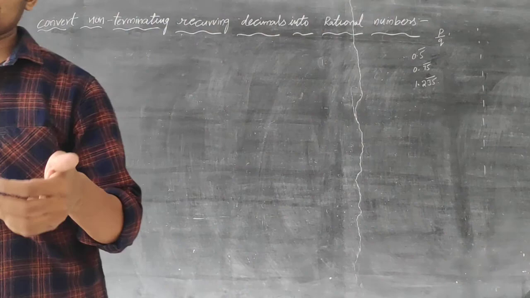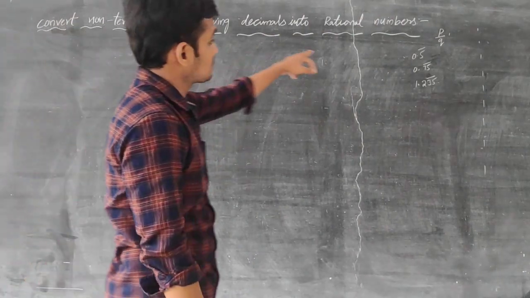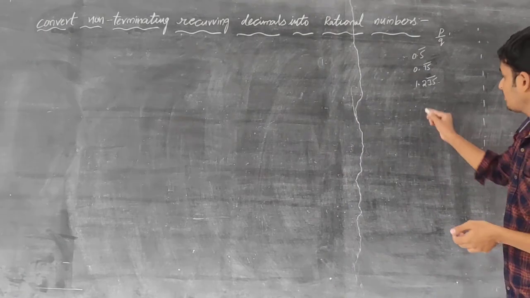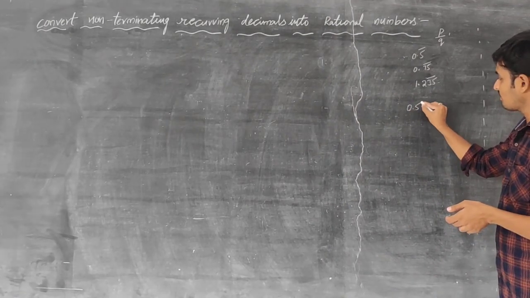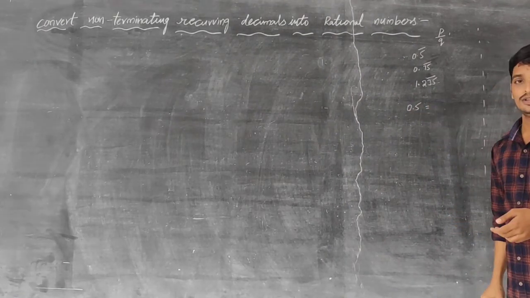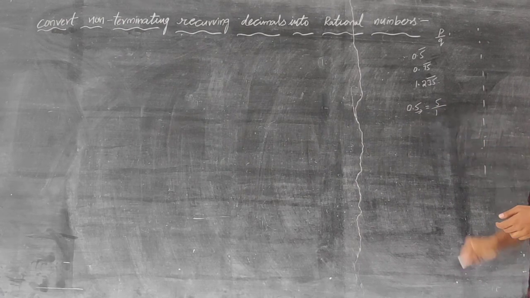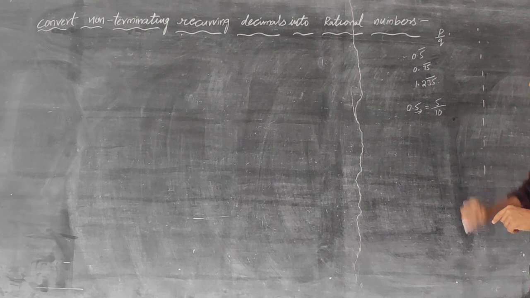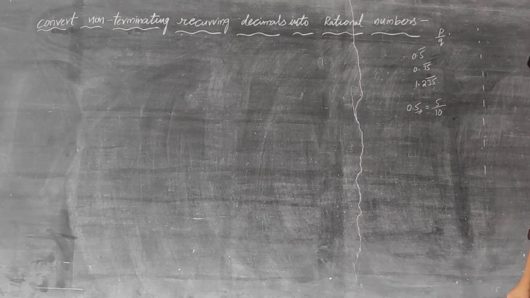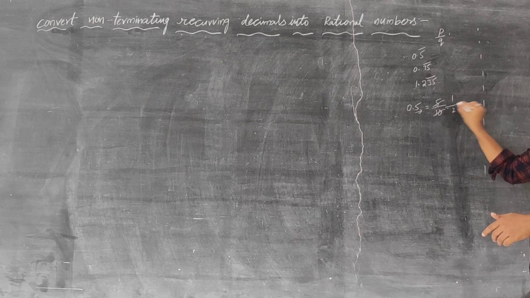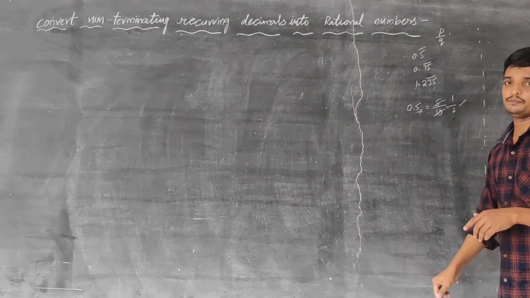In the earlier class, we discussed only terminating decimals. For example, 0.5 is a terminating decimal. We write 5 by 1, and there is only 1 place in the decimal part, so we keep 1 zero. That means 5 by 10. If there are common factors, we cancel. The 5 table cancels once, the 10 table twice. So 1 by 2 is the answer.